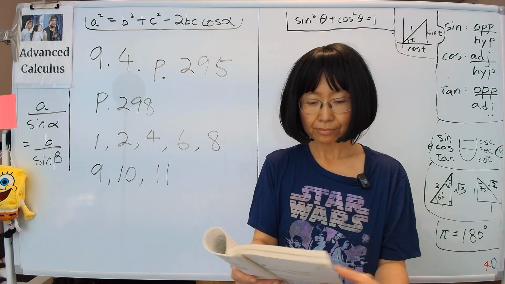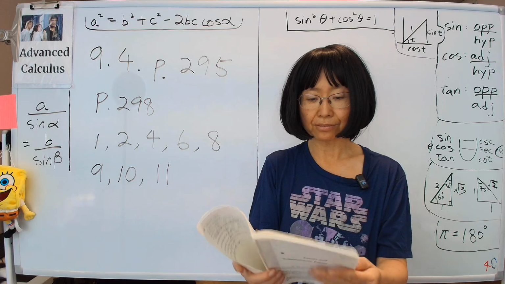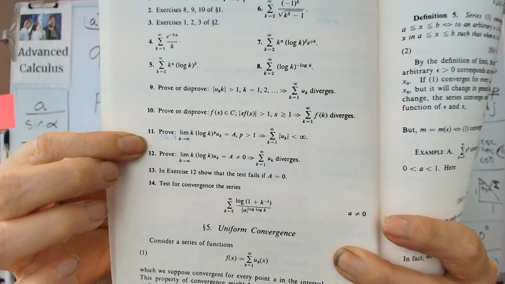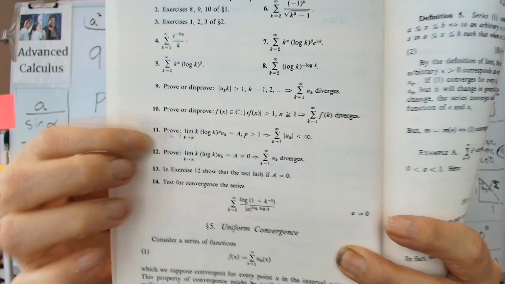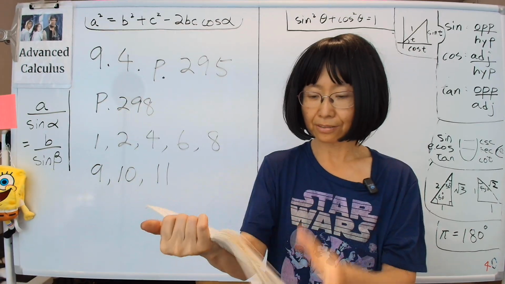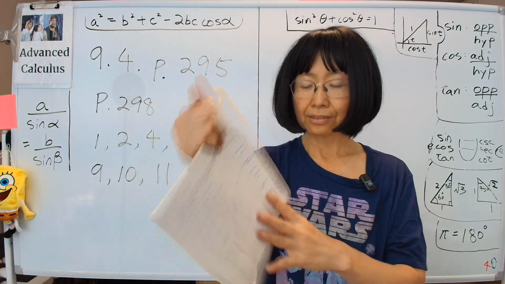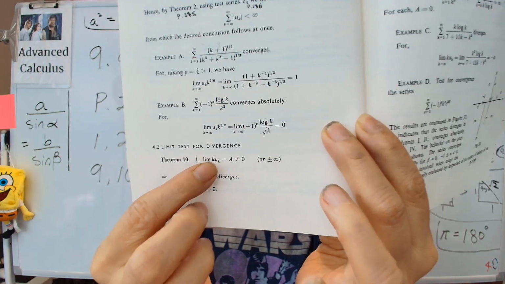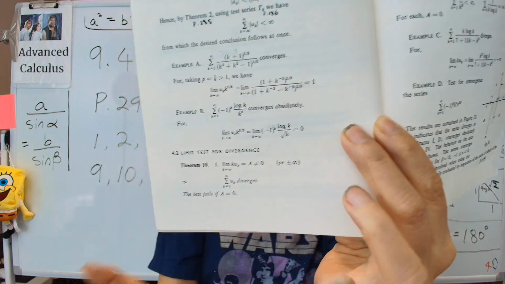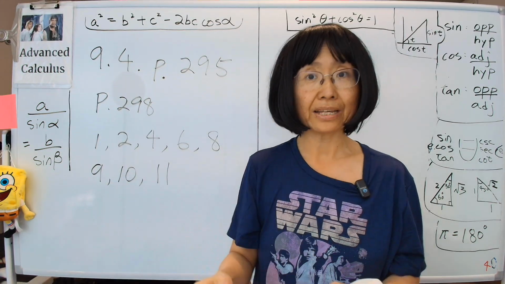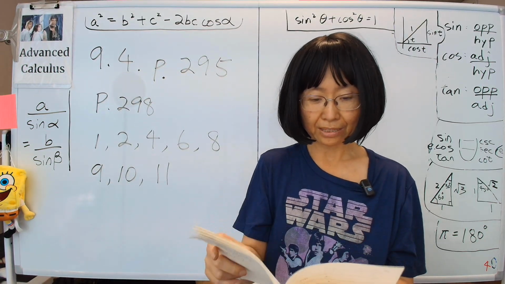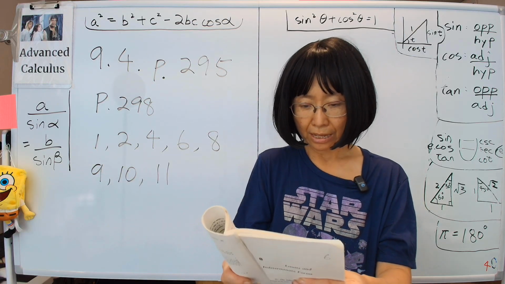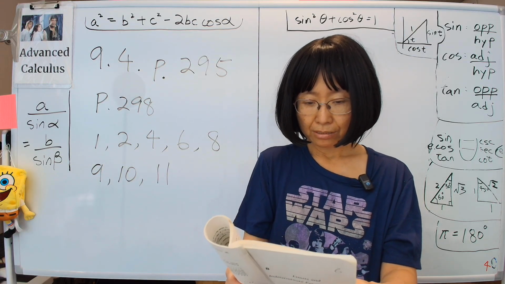Absolutely. Now this problem definitely reminds us of the limit divergence test, that is theorem 10. So let's look at that. Right, that is theorem 10. The only difference is there's a log stuck in there, but otherwise it reads about the same. So we're going to simulate the proof of theorem 10 in trying to get problem 11 to work. Okay, so let's do that.